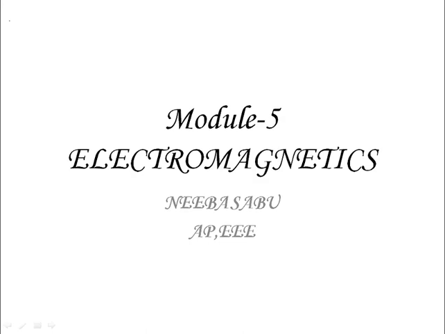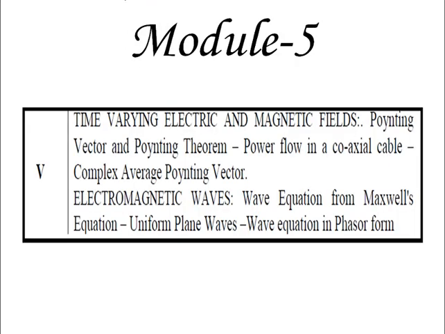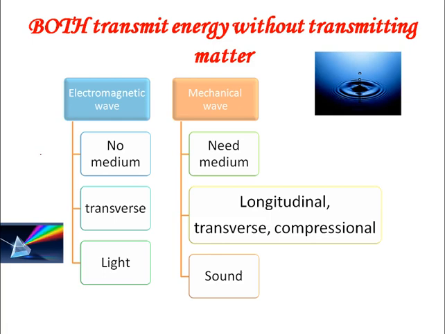So we're moving on to module 5 of electromagnetics. It basically consists of two topics, as much as a first half portion and a second half. We are going to move on to the electromagnetic wave, the actual electromagnetic wave session.